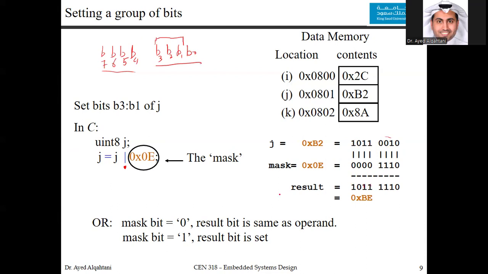And again, the reason for that: when you have an OR operation, if the mask bit is equal to 0, the result bit is the same as the operand. And if the mask bit is equal to 1, then the resulting bit is going to be equal to 1.